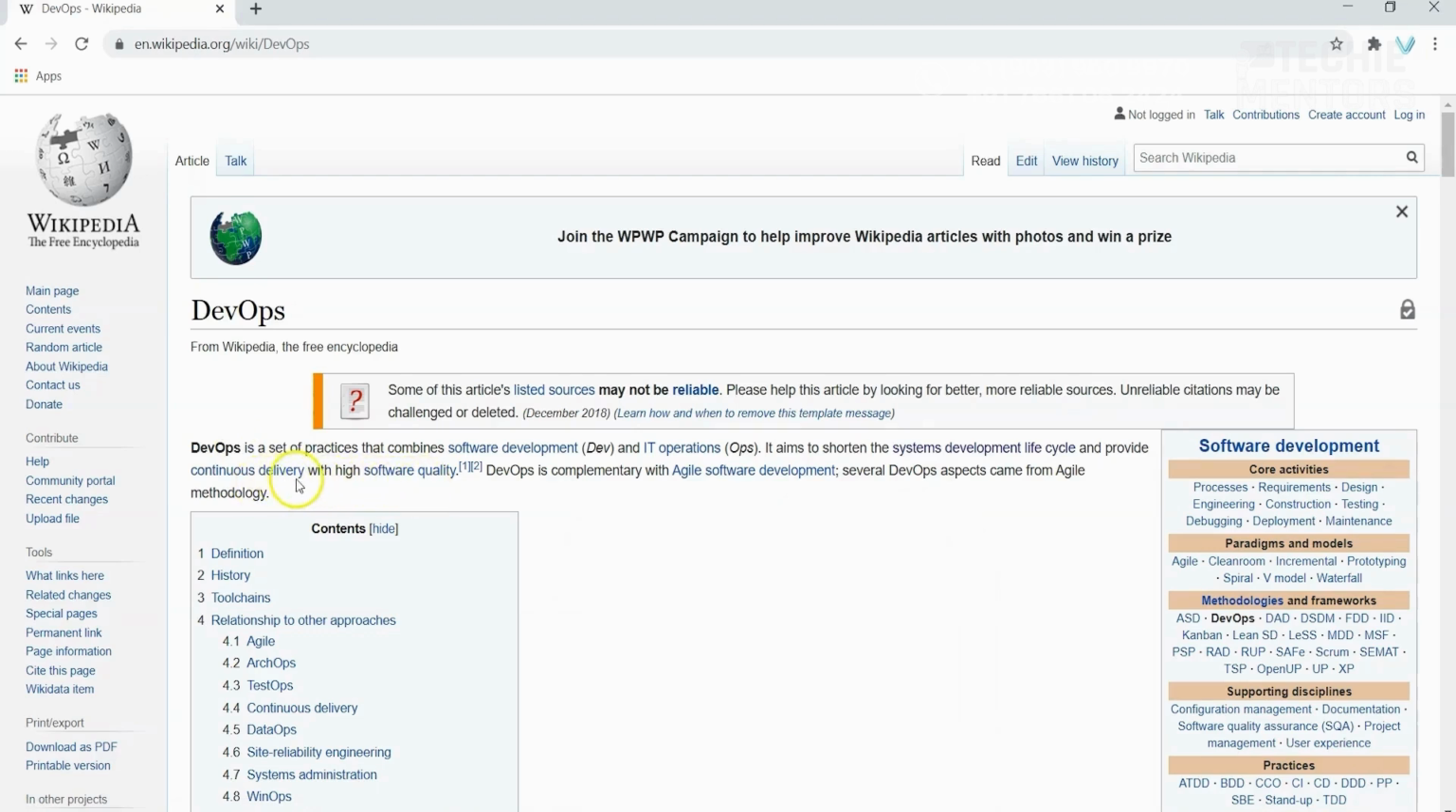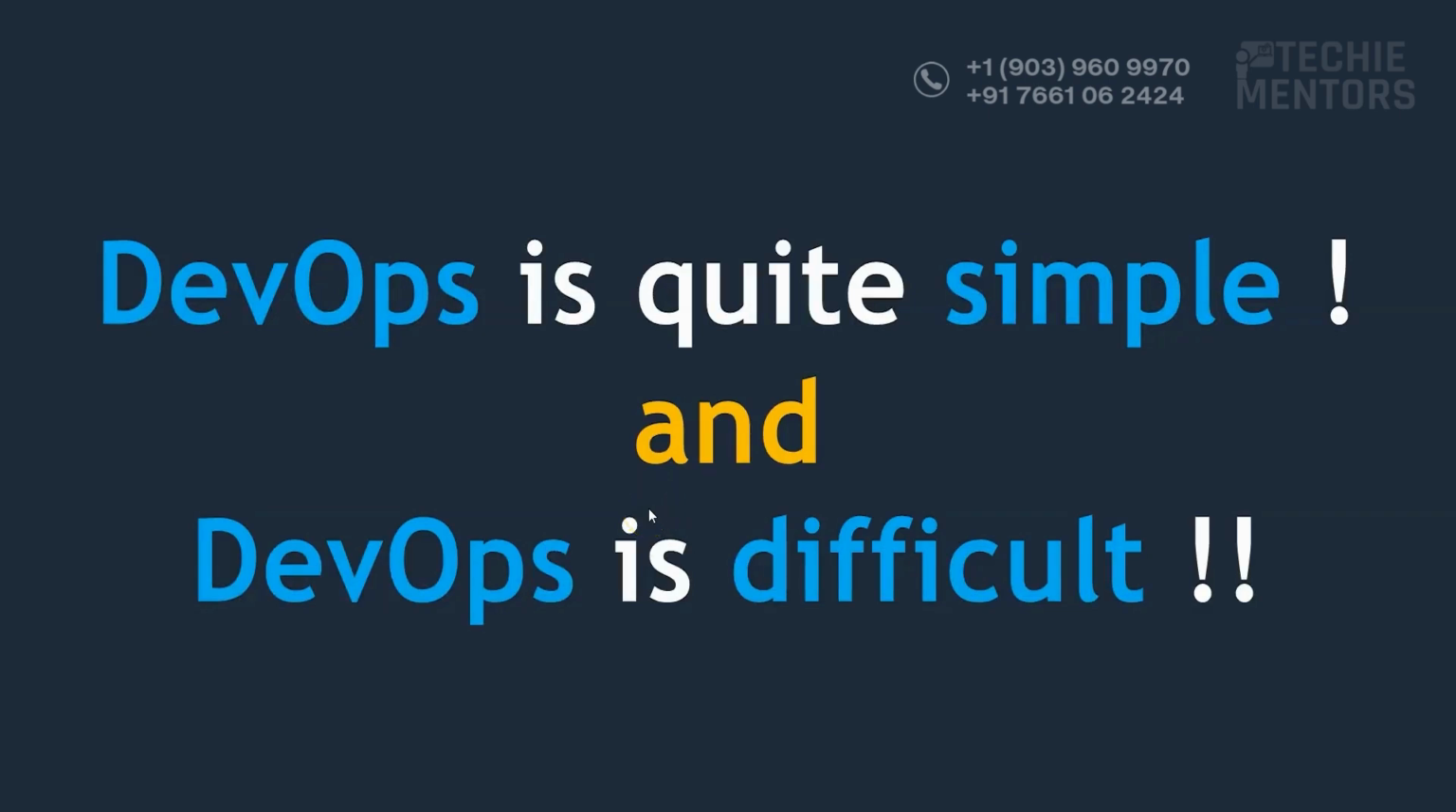The aim of DevOps is to shorten the system development lifecycle and provide continuous delivery with high software quality. You can understand continuous delivery at a later point of time, but using this set of rules, we are going to deliver high quality software. That is the simple definition of DevOps. Let's see the roles of DevOps engineers so that you can understand more clearly. DevOps is quite simple and it is difficult. Why it is simple and why it is difficult, you are going to understand by the end of this lecture.